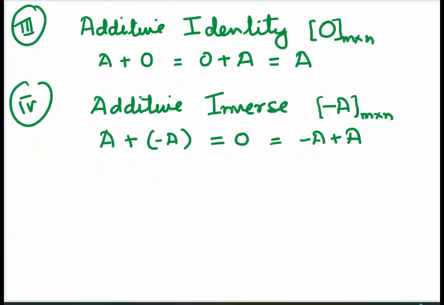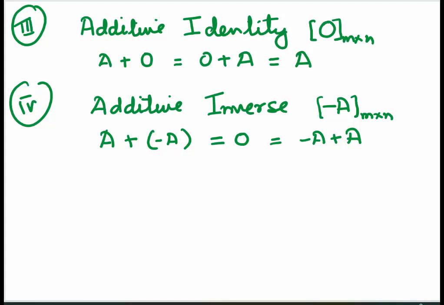Come to the third law, additive identity. Now, every matrix A has an additive identity O of the same order M by N, which means that when O is added to A, I get the matrix back, or A plus O is equal to O plus A is equal to A.